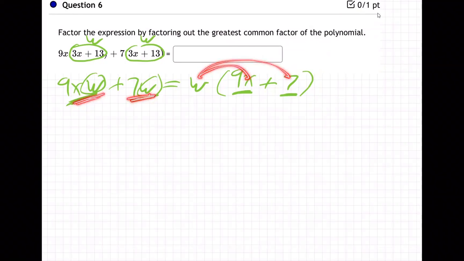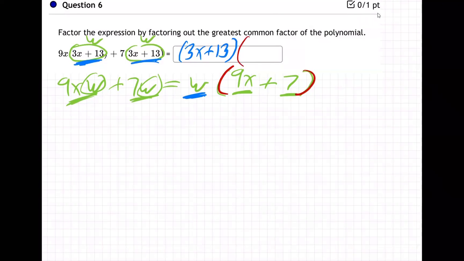Yeah. So that's exactly what I'm going to do on this problem. But instead of a W, it's a parenthesis 3x plus 13. Instead of putting a W in the front, I'm going to put a parenthesis 3x plus 13. Don't let those parentheses throw you off. It's just a parenthesis 3x plus 13. Nothing more fancy than that. And then what's going to come after that? Well, exactly what we did here. Another set of parentheses and 9x plus 7.